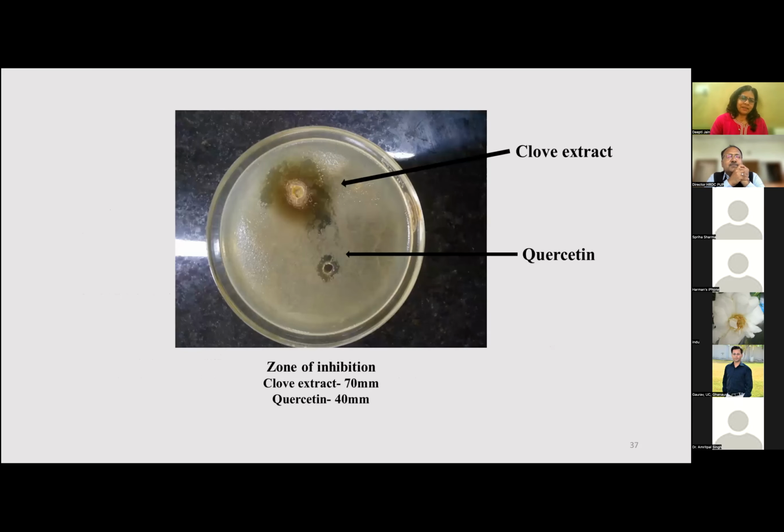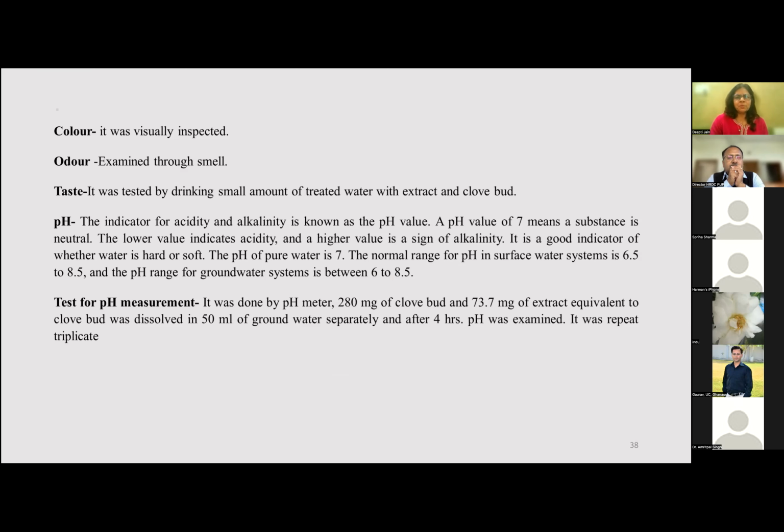Practically also, when we worked with the diffusion disk method, clove extract gave better activity than quercetin as far as antimicrobial activity is concerned. So from both ways, it is showing good antimicrobial activity, and it can be used as a water purifier.